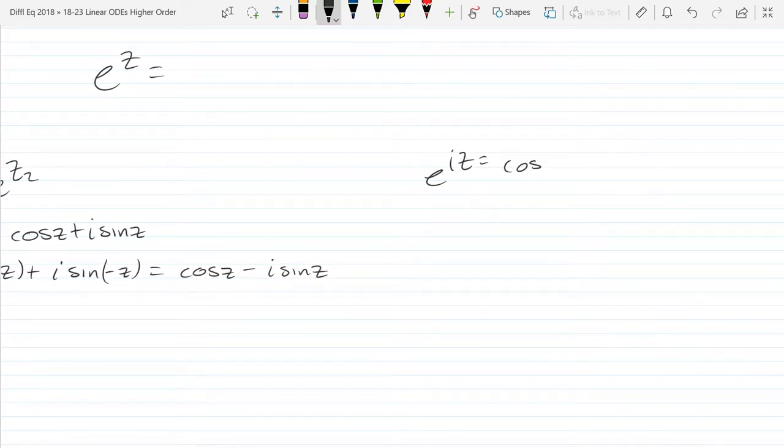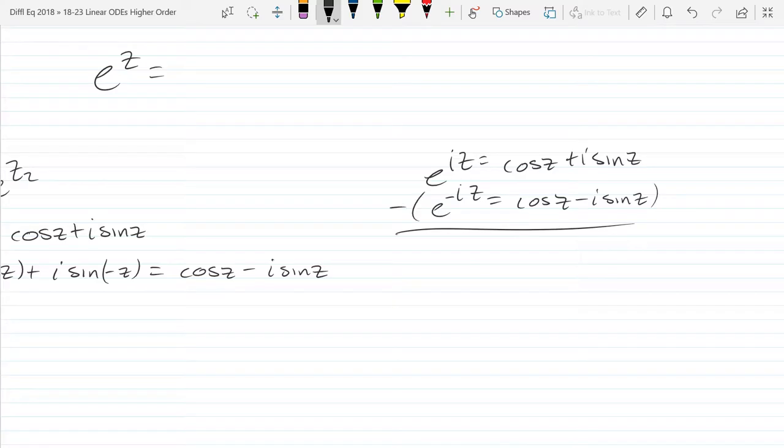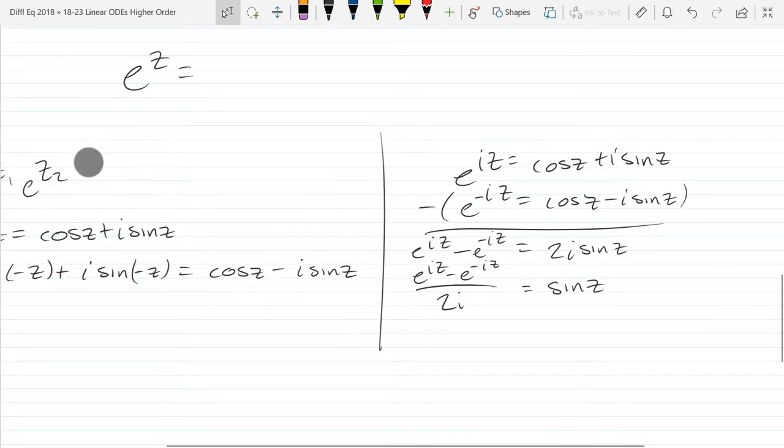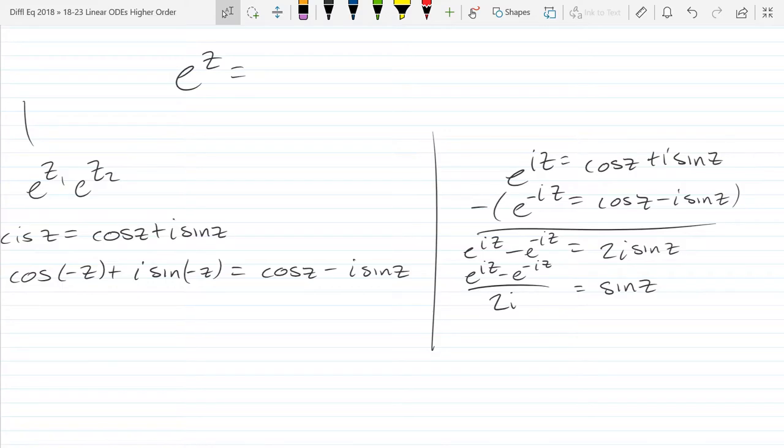So I'll just rewrite these equations. E to the iz is cos z plus i sine z, and e to the negative iz was cos z minus i sine z. All right, subtract those two. Should be a minus. So divide by 2i. All right, any questions on that identity we just got right there?